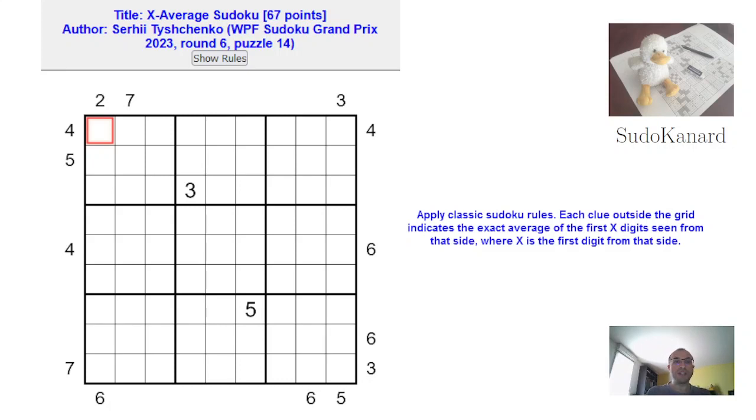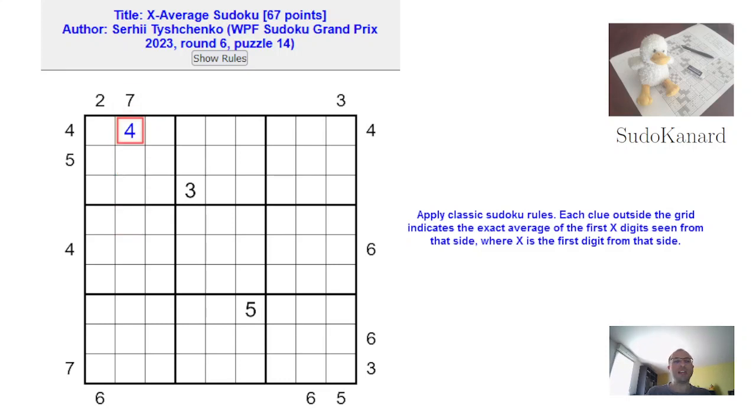So the special rule is that whenever you have a number outside the grid, this number is the average of the first few digits, and how many digits are to be taken into this average is given here. What I mean is that if you put a 4 here, then 4 should be the average value.